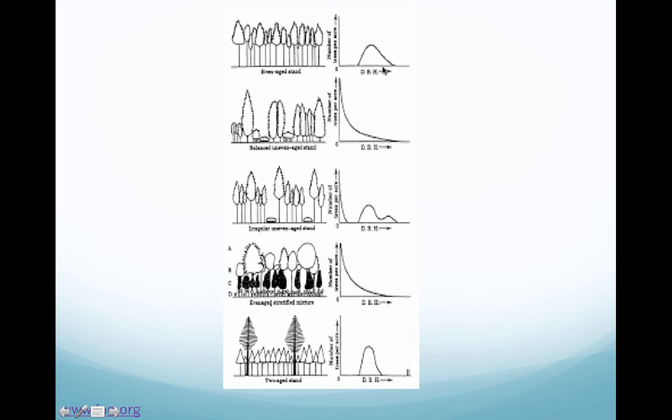This average diameter is going to be kind of unimodal, whereas in an uneven age stand with mixed species, we can see this kind of reverse J shape. So we're going to go into this in more detail, but these diameter distributions can give us a hint about stand history.